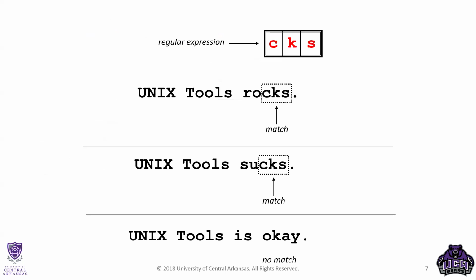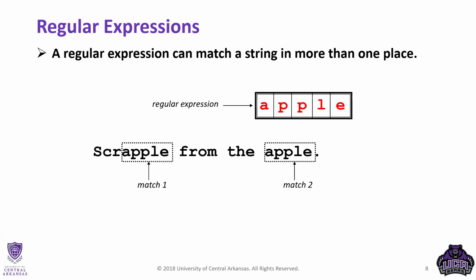So if we had a regular expression of CKS, you can see we've got several strings right here. We just have to figure out whether it matches a substring within any of these. Obviously CKS matches in the CKS and rocks, and then we've got sucks. And at the end right here, we have no match whatsoever in that sentence.